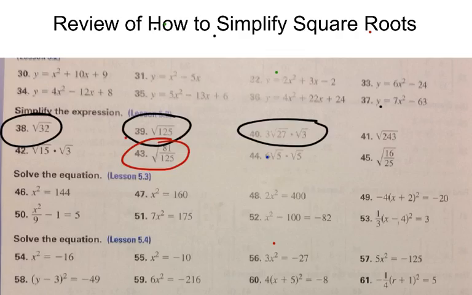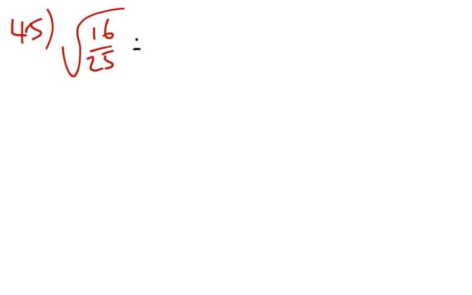Sometimes you'll have, like, number 45, square root of 16 over 25, and let's do that one. We said that the rule is whenever you have a division inside a radical, you break it into the top and the bottom. Okay? Reduce, simplify, do whatever you can.